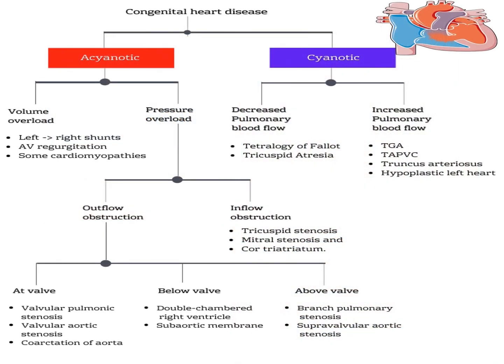Now, acyanotic and cyanotic congenital heart diseases are further classified into volume overload and pressure overload. So, acyanotic is further divided into volume and pressure overload. Volume overload is caused by left to right shunts, AV regurgitation, and cardiomyopathies, whereas pressure overload is due to outflow obstruction or inflow obstruction.